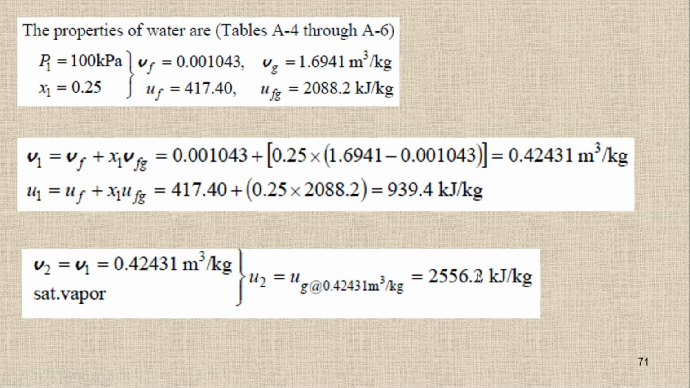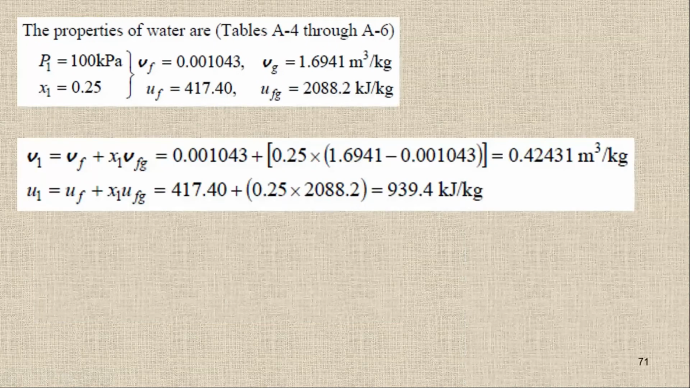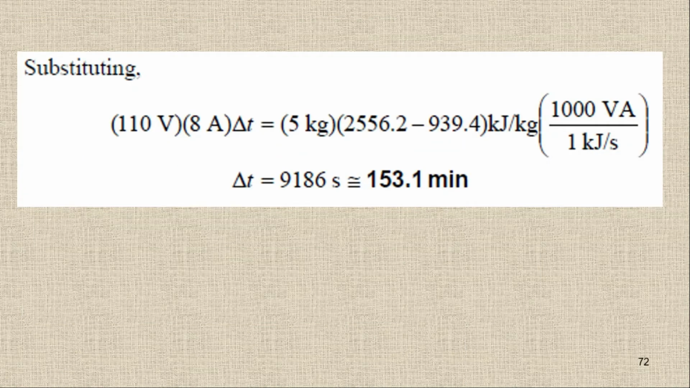Now we have the internal energy at point number 1, we have the internal energy at point number 2. So with the help of this formula, we can easily check what is the time required, because we know what is V, we know what is current, we know mass, we know about the U1 and U2. So remaining we have delta T, and in this way you can find the delta T, and when you solve this one, you will get 9186 second or 153.1 minute.